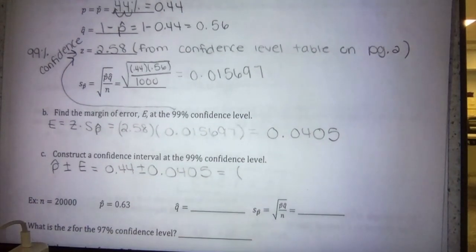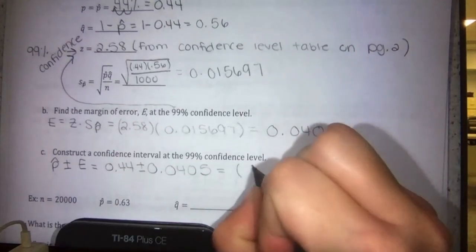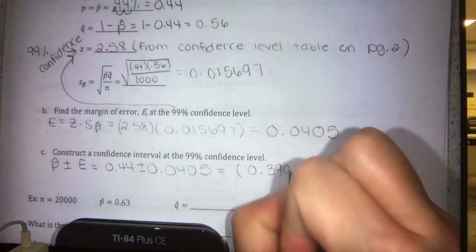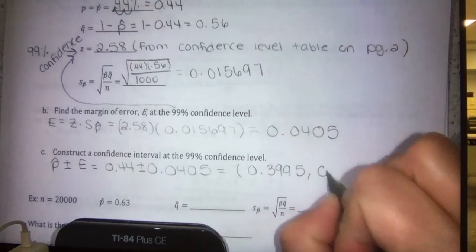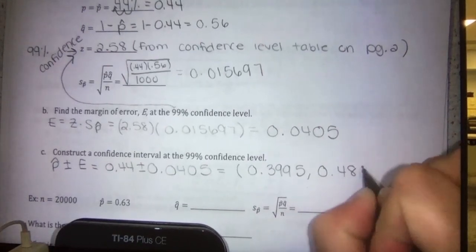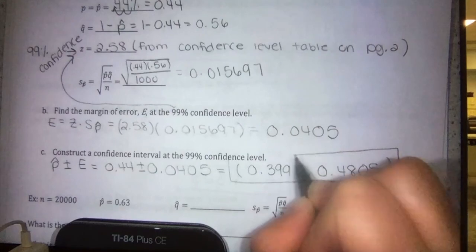Which is going to give us 0.44 minus 0.0405. Our lower limit's going to be 0.3995. Our upper limit is going to be, second enter, the same thing but adding. And we get 0.4805. And that's going to be our confidence interval.